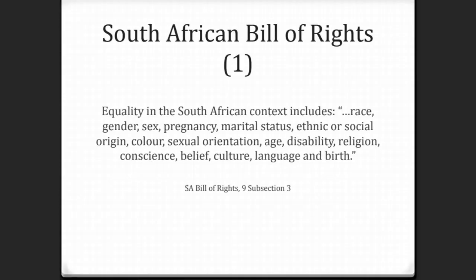All right. And that is also reflected in the South African Bill of Rights, section 9, subsection 3. South African Bill of Rights, section 9, subsection 3. All right. We progress.